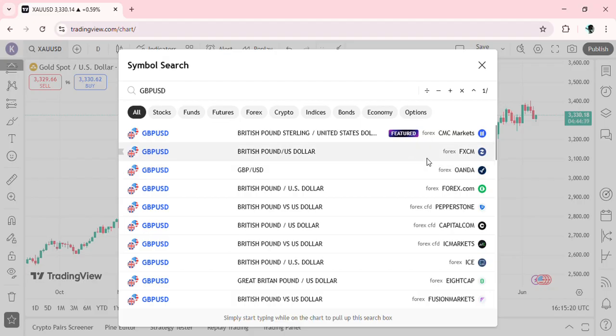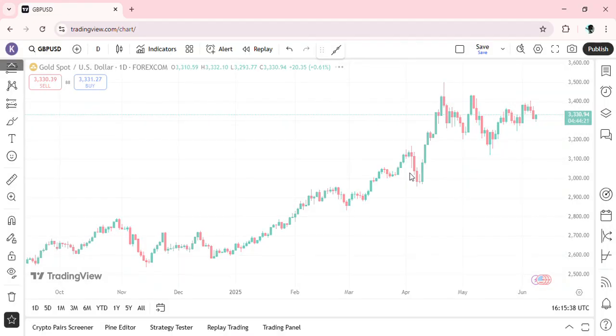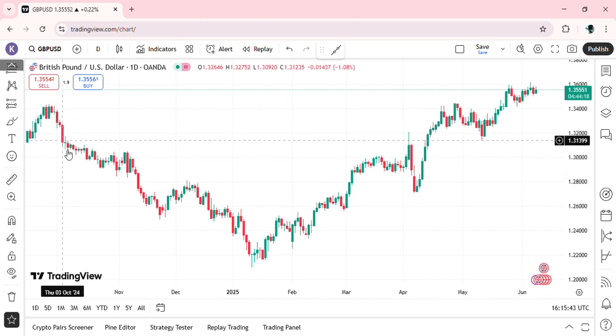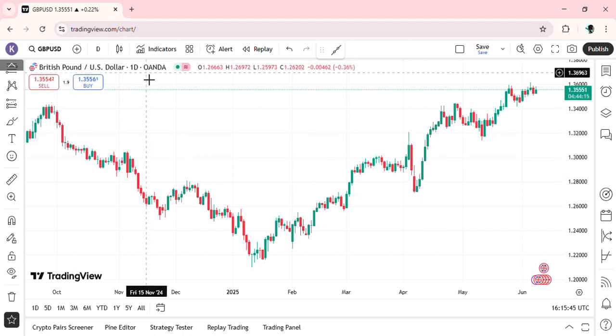You're going to see a variety. These are brokers. Oanda is a broker, forex.com is a broker, Pepperstone, Capital.com, IC Markets. These are brokers. We have brokers who are featured in TradingView, but they are few. So let's use Oanda in this case. I click on Oanda. I'm now going to see the chart for Great Britain pound against the US dollar. The time frame here you can see is 1D, that is daily.